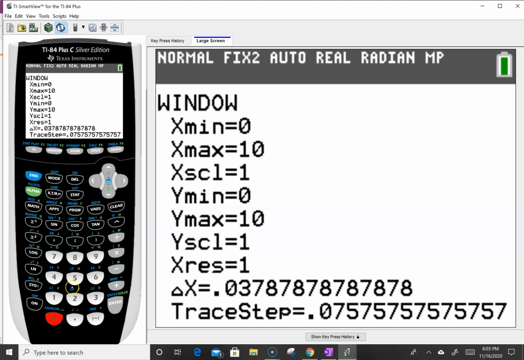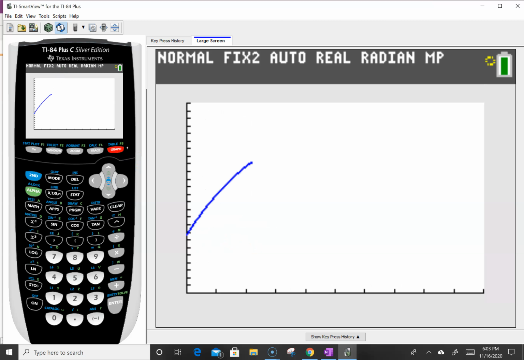The y's, we had no negative ones, but the highest one we had was 23.9, so I want something bigger than that. Let's try 25. And counting by 1 is fine, so let's see what happens. I'm going to graph it. And look, there's my parabola. It opens down, so I need to calculate the maximum value.